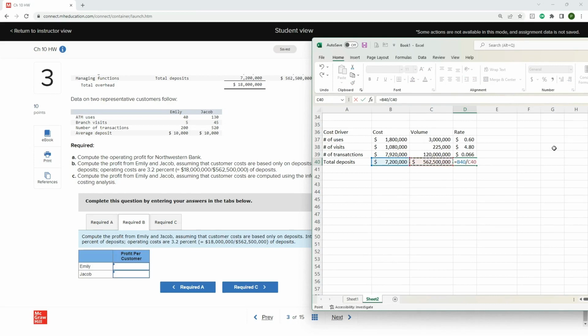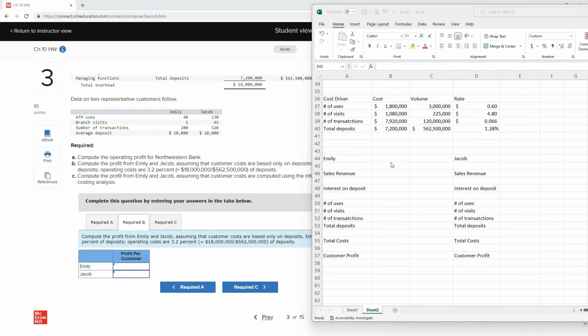And then for total deposits, there's costs for managing this money, so that's $7.2 million divided by total deposits of 562,500,000. And so this gives us a percentage, because whenever you have a division equation and both the numerator and the denominator are the same thing, then they cancel out. So if you're doing $7 million divided by $562 million, then the dollars cancel out. So then the rate is not going to be in dollars. It's going to be, in this case, we're going to do it as a percentage.